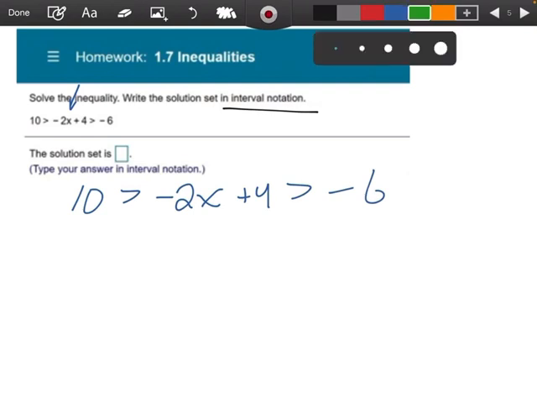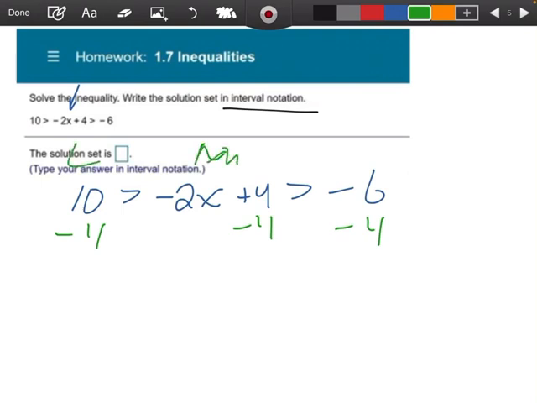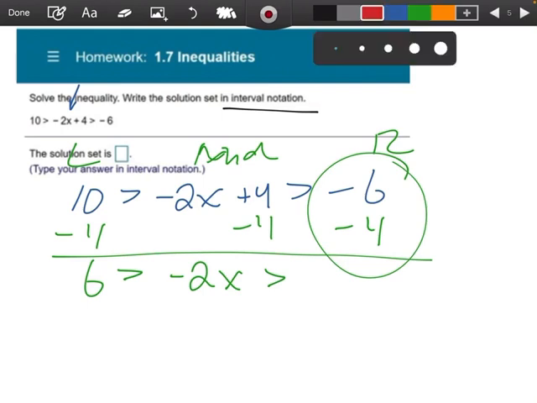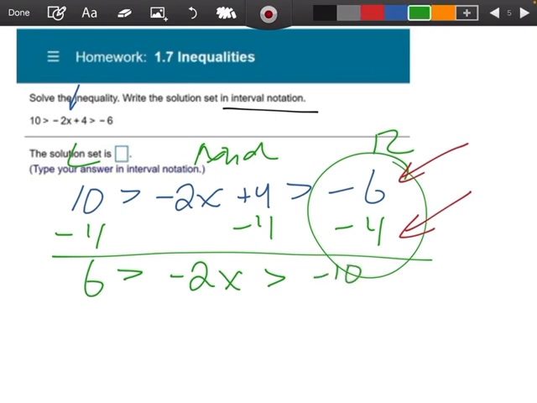So my first step here, let me subtract 4. And we really have three sides. We have the left side, we have the middle, and we have the right side. So we're actually going to do it on all three parts. So 10 minus 4 is 6, is bigger than negative 2x, which is bigger than... Now think about it this way. Minus 6 minus 4. Negative 6 means I owe you $6. Minus 4 means I borrow another $4. So now I owe you 10, right?